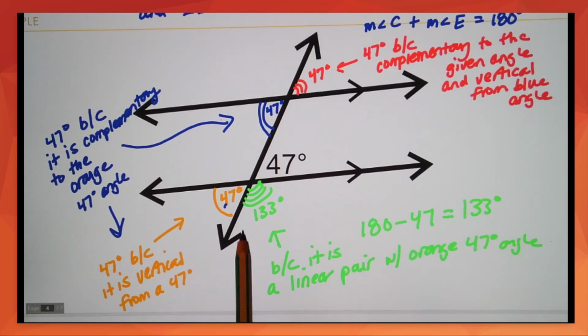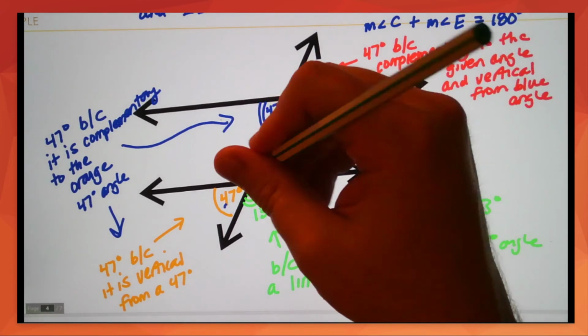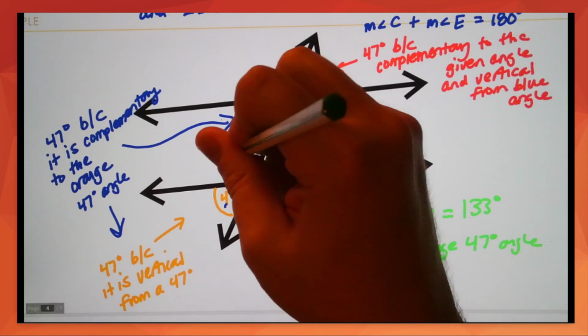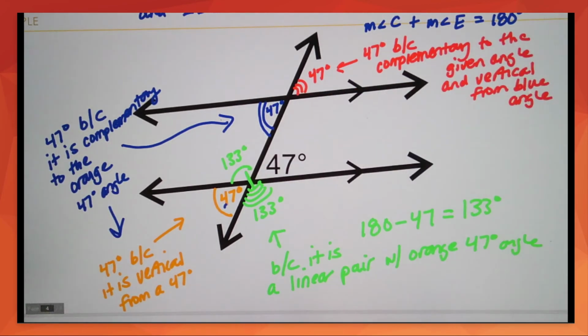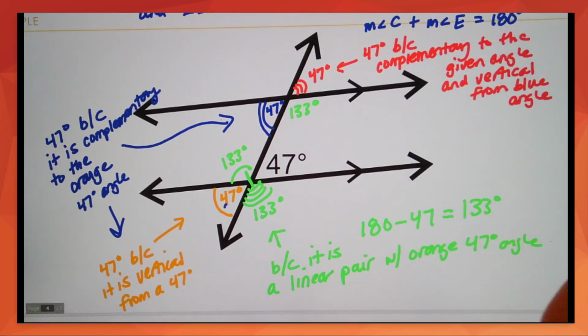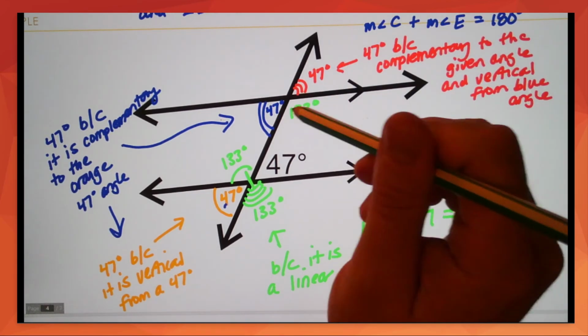Okay, and so the rest of this is pretty easy. You know that these two are going to be congruent. This is 133 because they're a vertical angle, right? You know this one's going to be 133 for a couple reasons. It's a linear pair with 47.